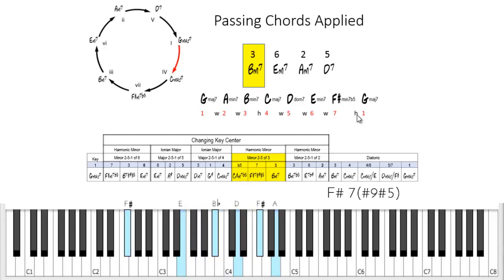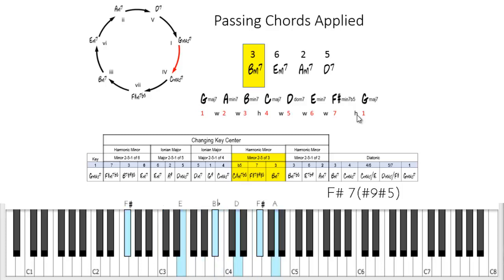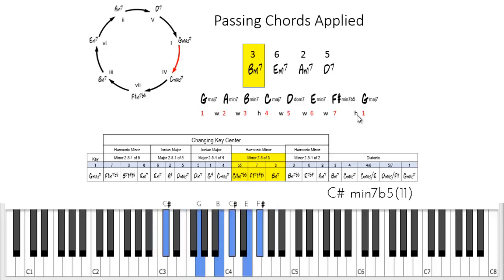So I would experiment with other voicings of the C sharp. So you could go, or you could go. That actually sounds better to me. So that was just a C sharp minor 7 flat 5 with the 11th added in. So it would sound something like this in the series.